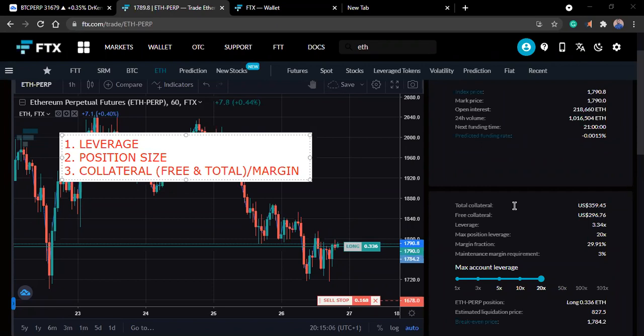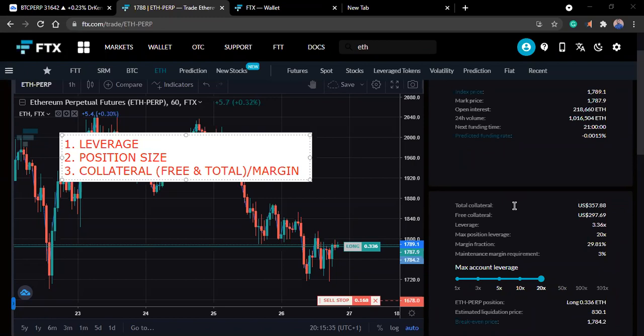And in today's class, we'll be looking at leverage, position size, collateral, and under collateral, we'll be looking at free collateral, total collateral. We'll also be looking at the concept of margin. Now, in our previous class, we looked at risk management and trading in sample sizes. Today we'll start with leverage.